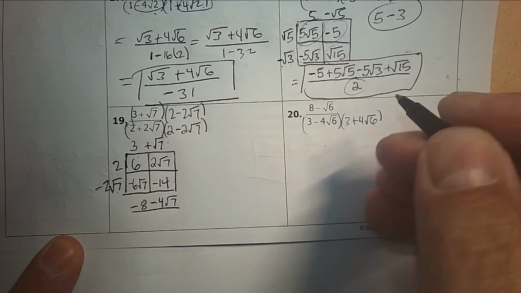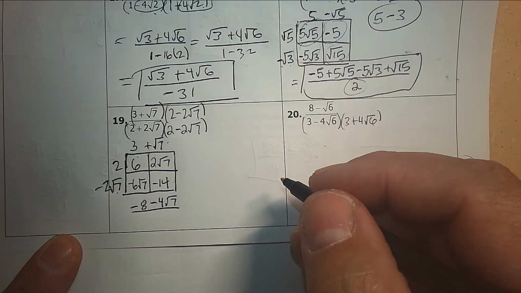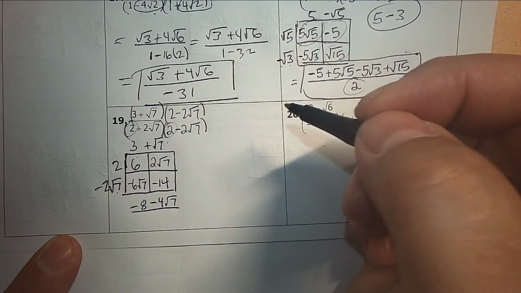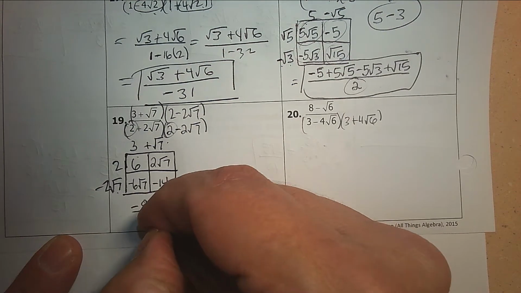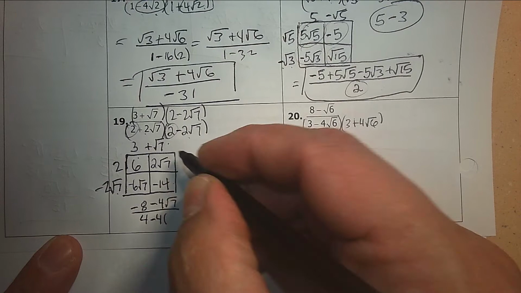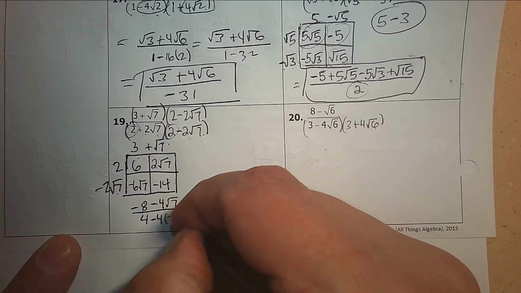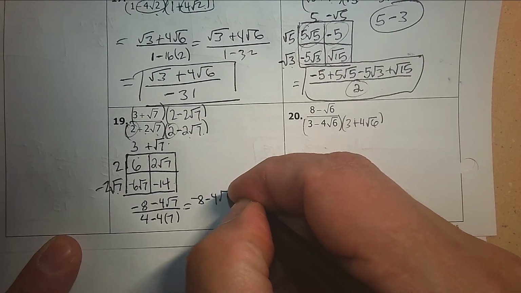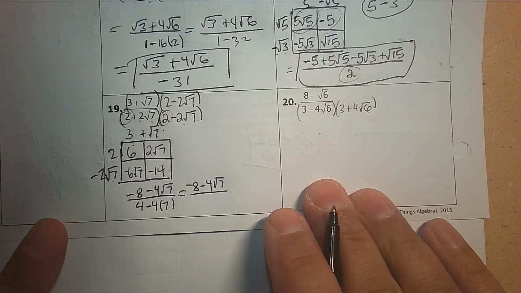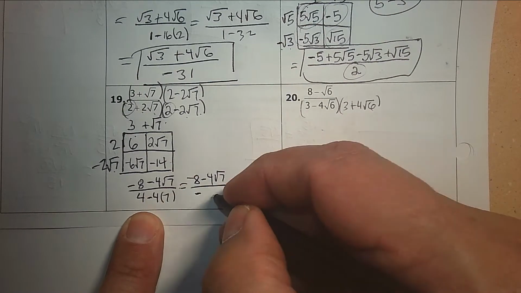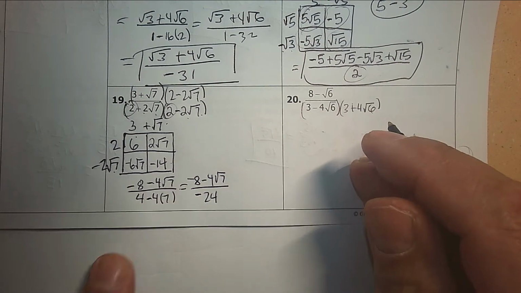Now let's look at the denominator. What's 2 times 2? 4. How about 2 times negative 2? And root 7 times root 7. So, 4 take away 28. That's 28. 4 take away 28 is negative 24.